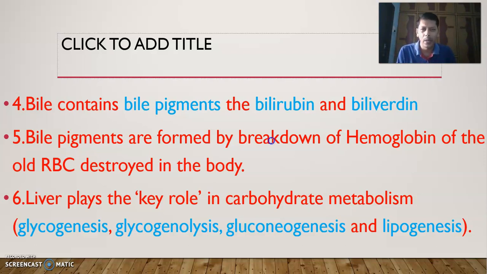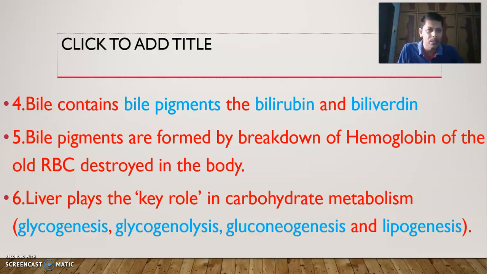When these old RBC are destroyed in our liver, some pigments are formed due to the breakdown of hemoglobin. Hemoglobin is a respiratory pigment, a red color pigment. Bile pigments are formed by the breakdown of hemoglobin of old or worn out RBC after working 120 days. That's about the bile composition.